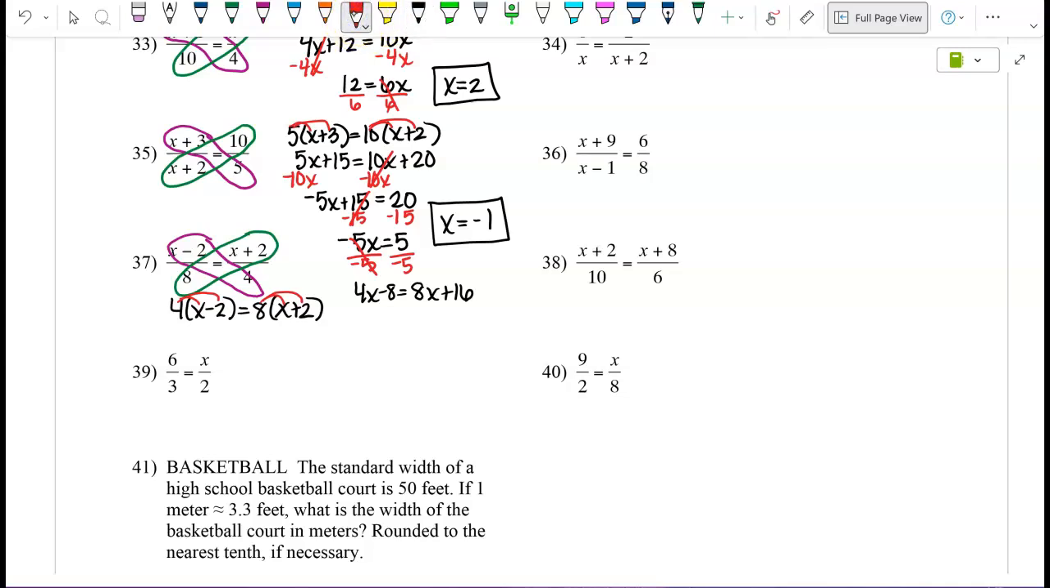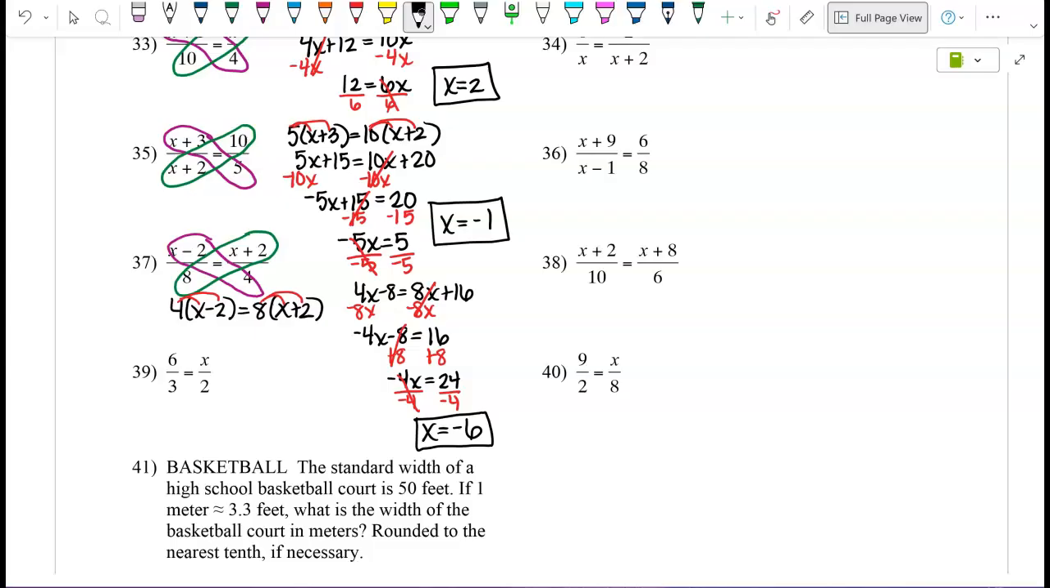Again, I need the variable on one side, so I'm going to subtract 8x from both sides. Negative 4x minus 8 equals 16. Add 8 to both sides. Negative 4x equals 24. Divide by negative 4. And x equals negative 6.